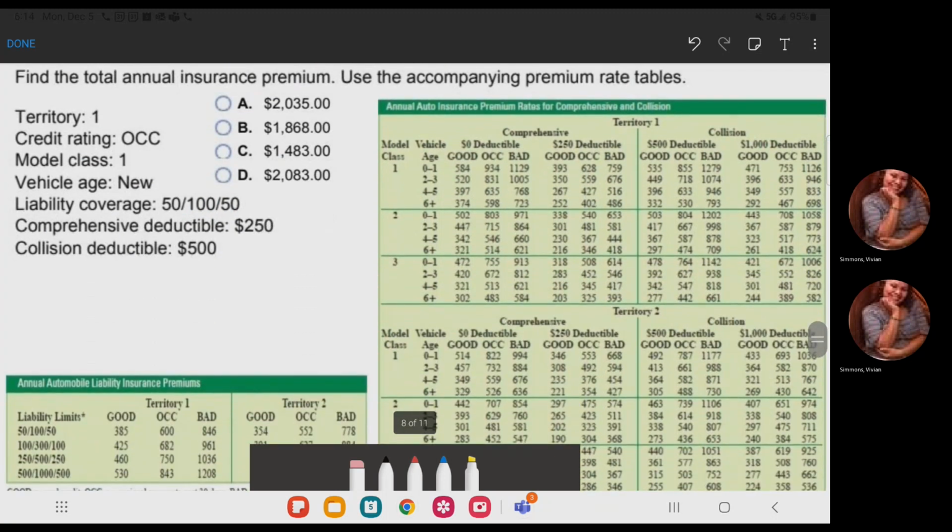Now, moving on to automobile insurance. We want to find the total annual insurance premium using these tables. So the first thing, we need to find liability. So we have the liability premium, which is based off of this table right here, the first table. Then we need the comprehensive, and then collision.